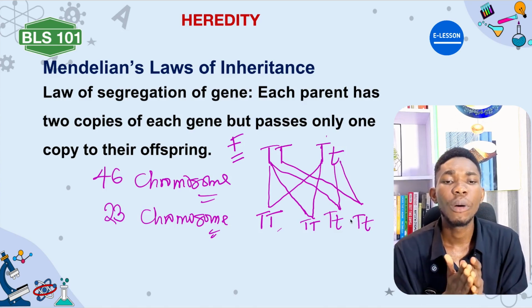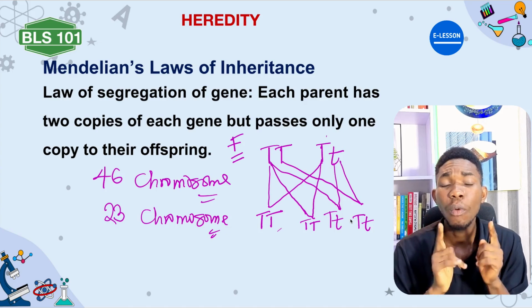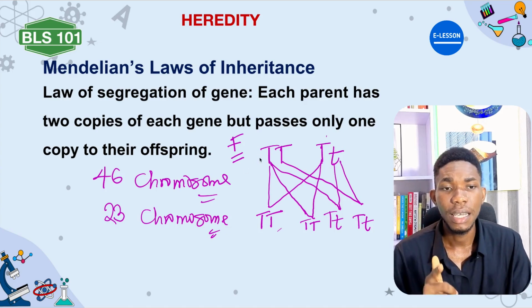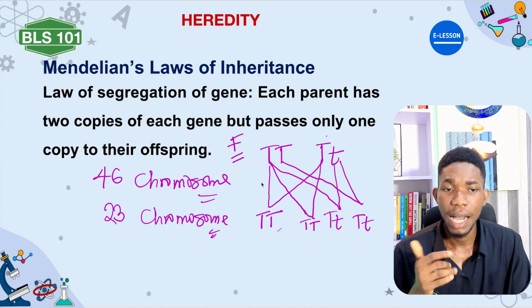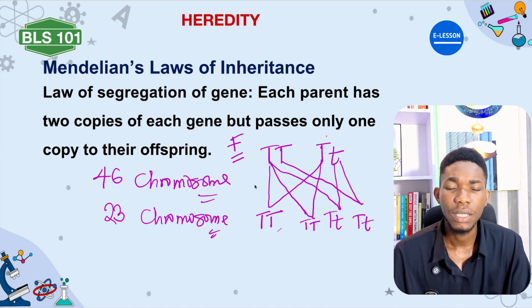So you see, from the process of passing on the chromosomes, it is only one gene that the parents are actually giving out. This is what we call the law of segregation of genes. When you say segregate, it means what? Separate, to put apart. Are you getting it? The law of segregation of genes by who?